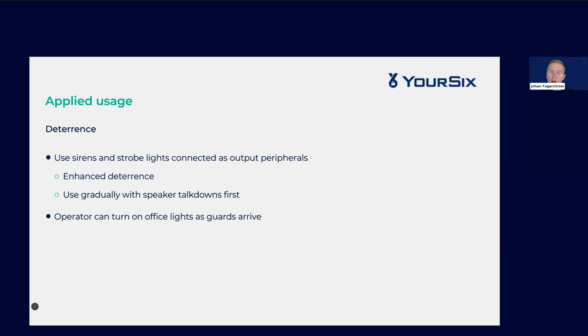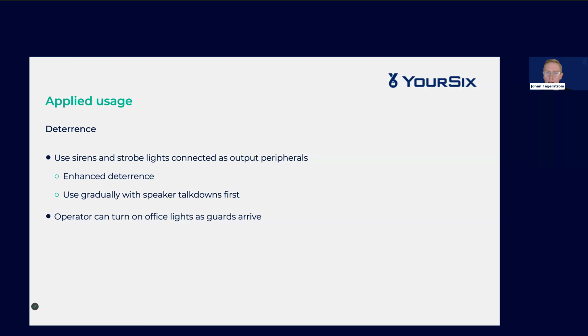Deterrence. So obviously you can use sirens and strobe lights connected as output peripherals. This can be used as enhanced deterrence, and that can be done gradually with the speaker talk down first. Say that you have a courtyard of some kind where there's an intruder approaching before he has passed the perimeter. You can use a speaker to make a talk down first, and once he's past the perimeter, then you can activate sirens and strobe lights to be a more aggressive type of deterrence in that sense.